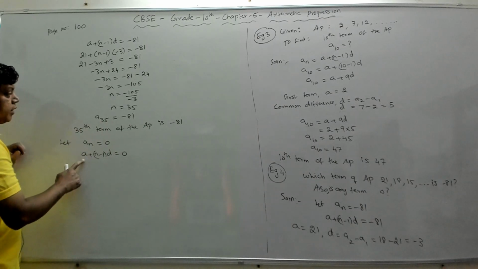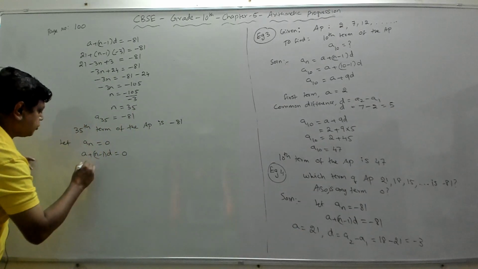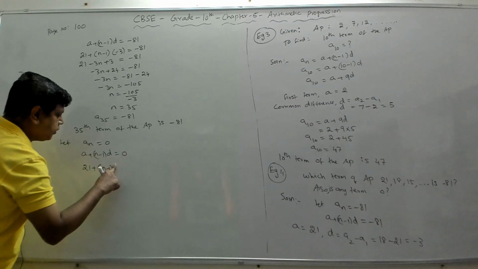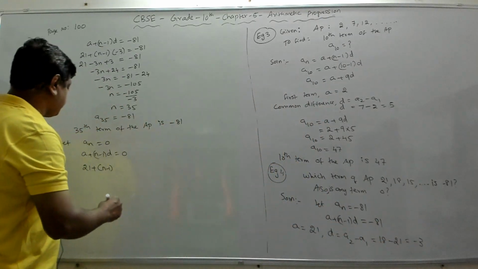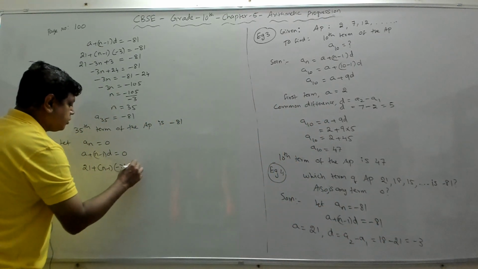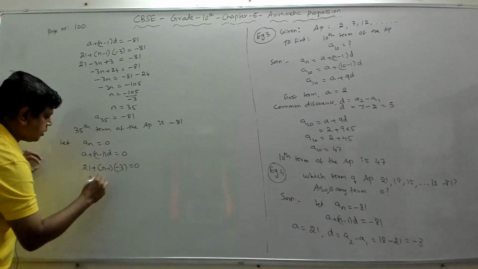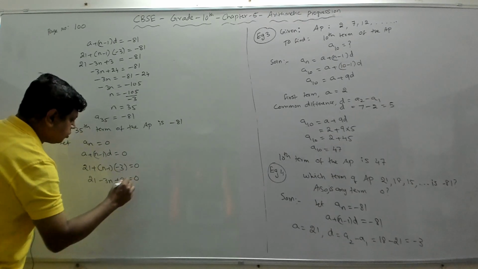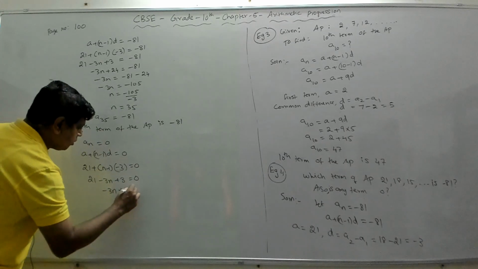Now, what is A? The value of A is 21. Let's substitute that here. So 21 plus n minus 1 into d. What is the value of d? d is minus 3. So let's put minus 3 equal to 0. So then 21, then minus 3 into n is minus 3n. Minus 3 into minus 1 is plus 3 equal to 0. So minus 3n, 21 plus 3 is 24, equal to 0.